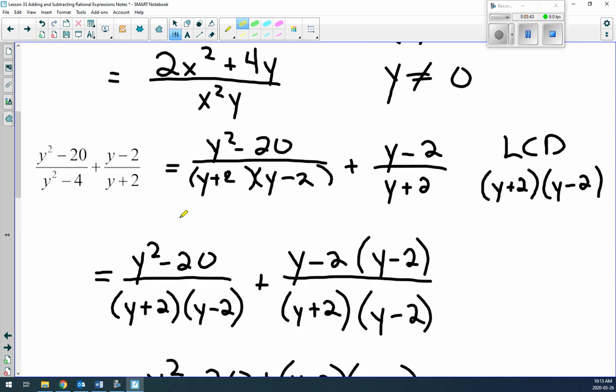Okay, let's look at this next one here. Let's factor this first to see what we've got. We have a y squared minus 20. That's not a difference of squares because you can't take the square root of the 20. This one is y squared minus 4. That is a difference of squares. So we factor that down to y plus 2, y minus 2.